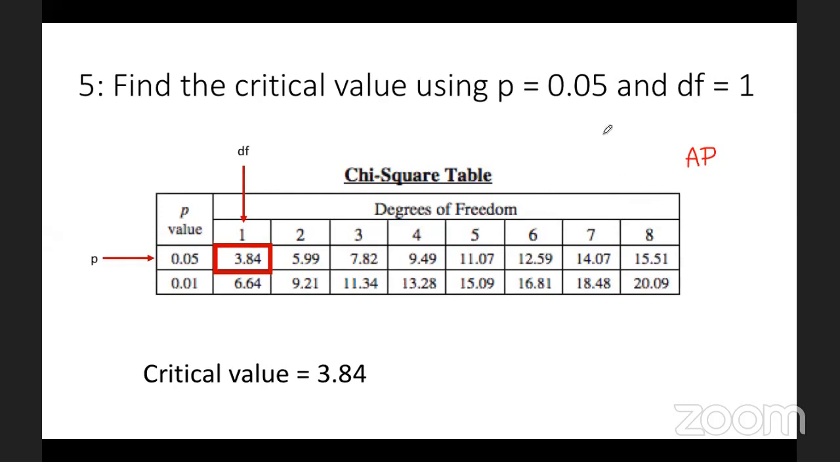So the way that you use this table is as follows. We calculated our degrees of freedom to be 1. So we're going to go to the degrees of freedom row and look right here. The p-value that we're always going to use for AP Bio is a p-value of 0.05. And so that corresponds to this row here. And so our critical value is 3.84.